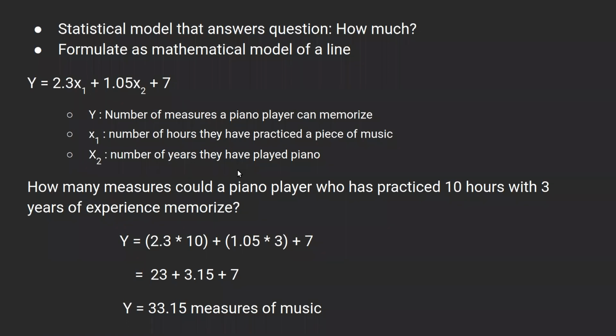So maybe we have something we're trying to investigate called the number of measures a piano player is able to memorize. And we're trying to predict that number based on two other things that we think are going to contribute to that. So maybe that's something like the number of hours that they've practiced a piece of music, and the other one is the number of years they've played piano. So the logic is basically, if I know these two things, I can have some sort of rough approximation of what I'm trying to estimate in this case. And we'll see a very clear example of that after we review here.